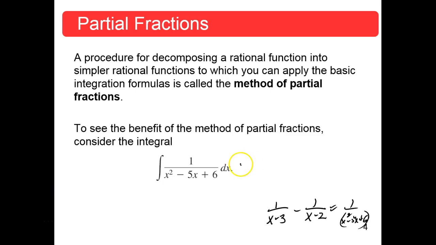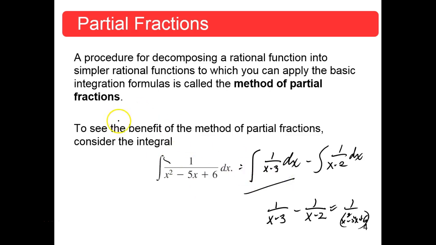So what this becomes is the integral of 1 over x minus 3 dx minus the integral of 1 over x minus 2 dx. That's exactly the same as that, right? And what is this? I can't do this integral, but I can sure do that one. What would that be? That first one.